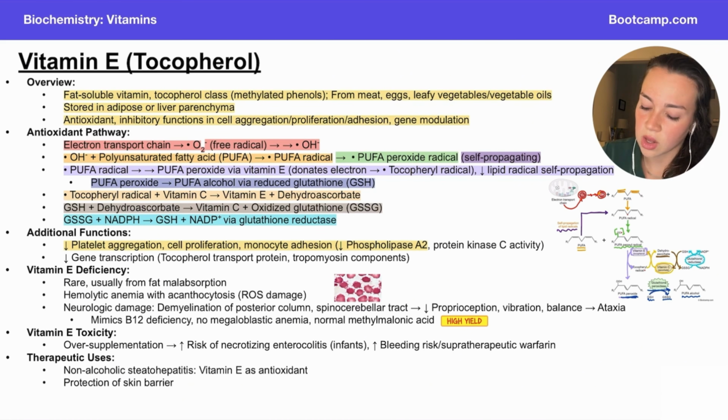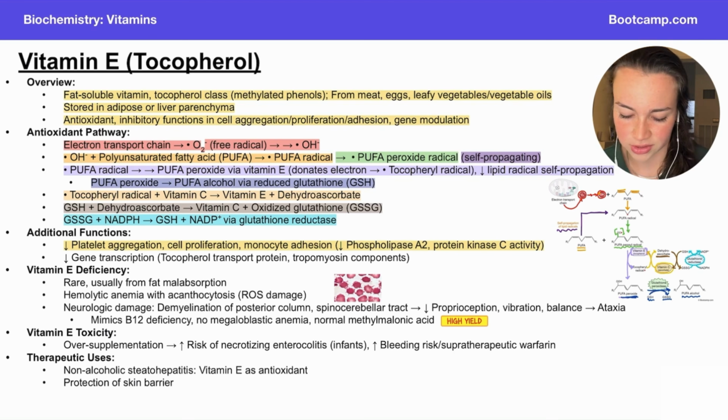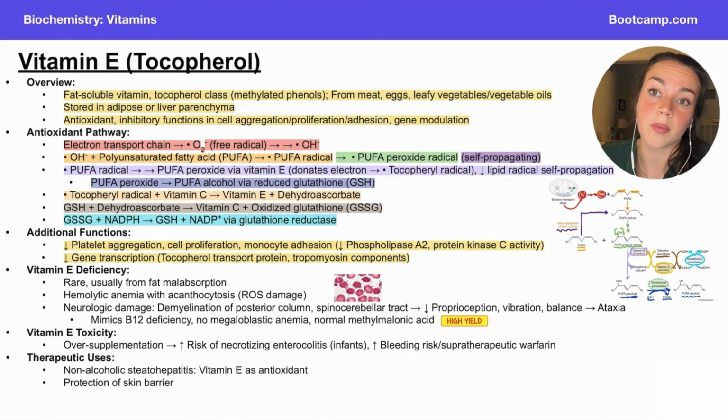In a similar vein, we'll also see decreased protein kinase C activity from the IP3 DAG pathway. Again, the specifics of those pathways are outside the scope of this video, you have enough on your plate for now. Just something to be mindful of as you're going back through trying to synthesize everything for your exam. And another function of vitamin E is it can decrease gene transcription. For example, the transcription of the genes for the tocopherol transport protein as well as some components of tropomyosin, which remember was a regulator of muscle contractility.